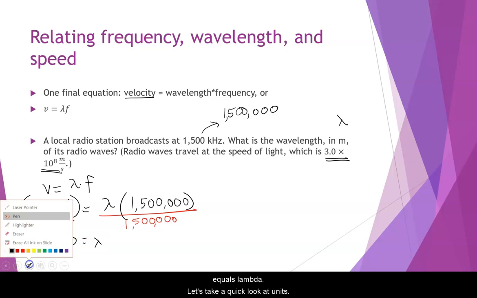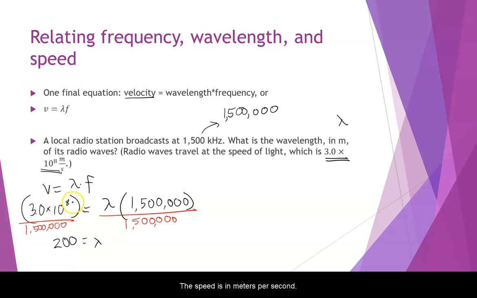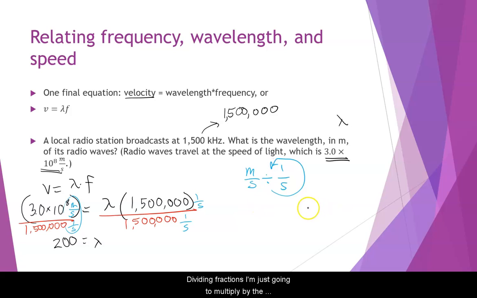Let's take a quick look at units. The speed is in meters per second. The frequency is given in hertz. Hertz is the same thing as saying 1 divided by seconds, because it's cycle divided by seconds. So our units are in meters per second divided by cycle per second. Dividing fractions, I'm just going to multiply by the reciprocal. So we have meters per second times second divided by 1. The seconds simplify out and we're left with meters.